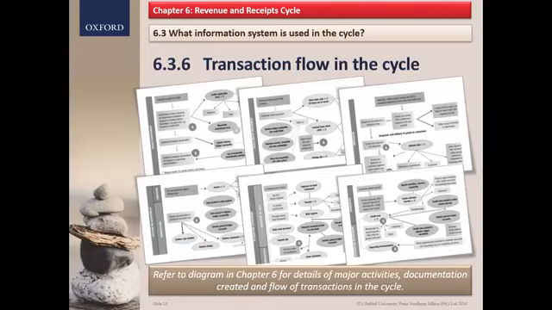So figure 6.3 depicts the flow of transactions in this particular cycle. If you want, you can go to page 196. So a flow of transactions pertaining to credit management, the flow of transactions pertaining to receiving and authorizing orders from customers, picking up of goods from the warehouse, and invoicing and recording of sales in the accounting records.